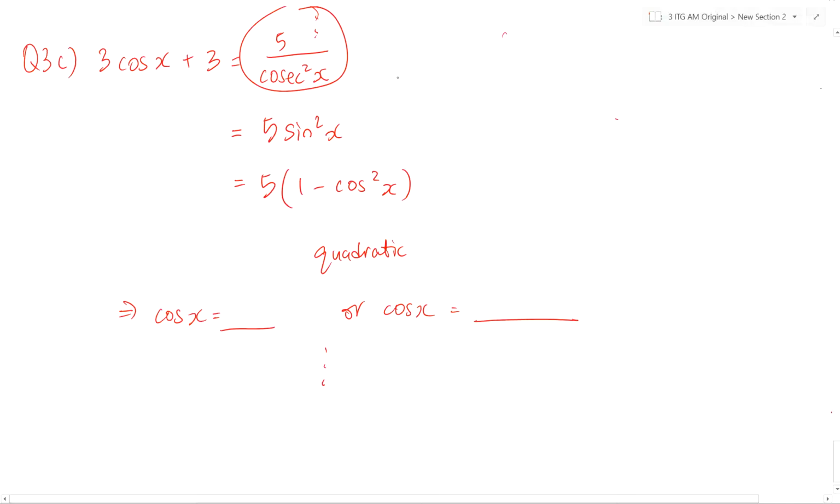Anybody needs help for 3D? If yes, raise your hand. 3D, don't be shy, okay. 3 over cosine square x. Okay, what can we do? What do you want to change it to? But this is cotangent, it is not cotangent square. Okay, any other suggestions? Just raise your hand. Yes, Kevin?